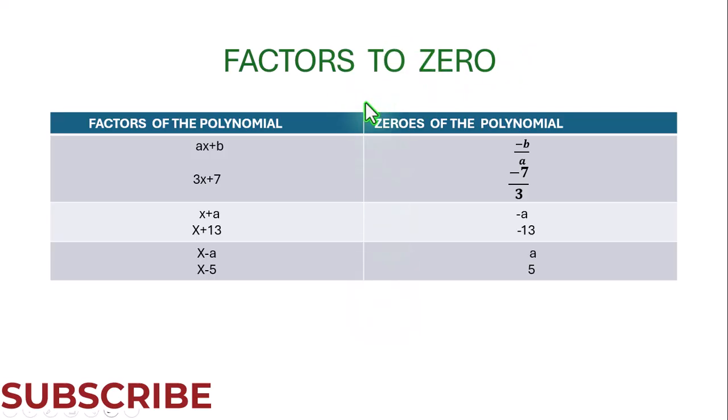Then factors to zeros. Factors of the polynomial give zeros of the polynomial. If ax plus b is a factor, then minus b upon a is the zero. Example: 3x plus 7 is a factor, so minus 7 upon 3 is the zero of the polynomial 3x plus 7. If x plus a is a factor, then minus a is the zero of the polynomial x plus a. If x minus a is a factor, then a is the zero. If x minus 5 is a factor, then 5 is the zero. This is factors to zeros.